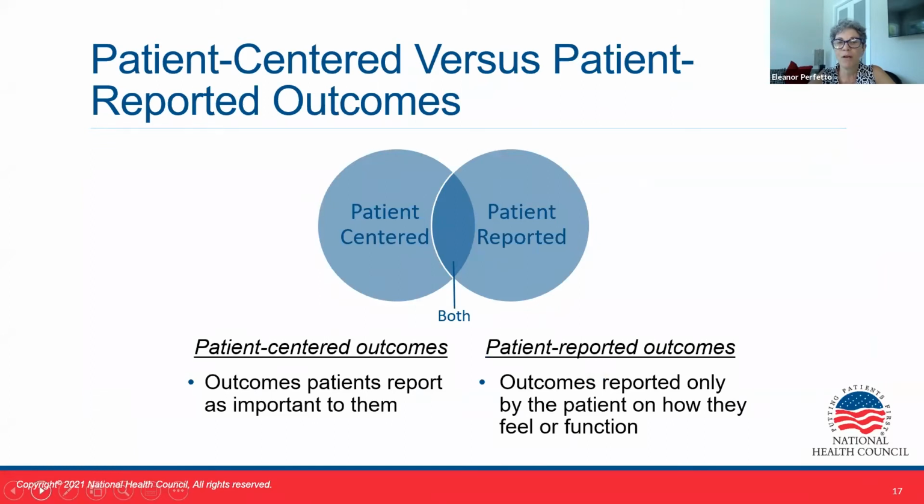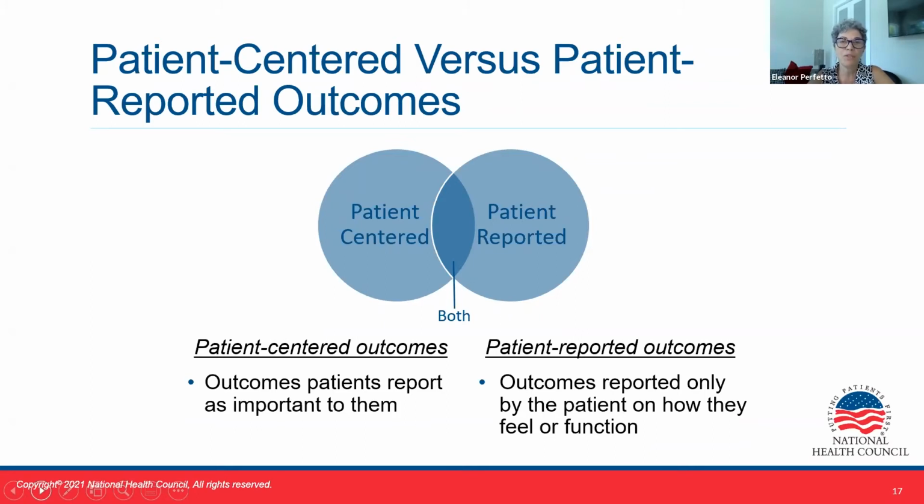Patient-reported outcomes are outcomes reported only by the patients on how they feel or function. It's something only they know. So when we mesh both of these together, we want to get at those patient-centered outcomes that patients report are important to them and that would only come from patients and therefore are a patient-reported outcome. It's that middle sweet spot that we're trying to get at.